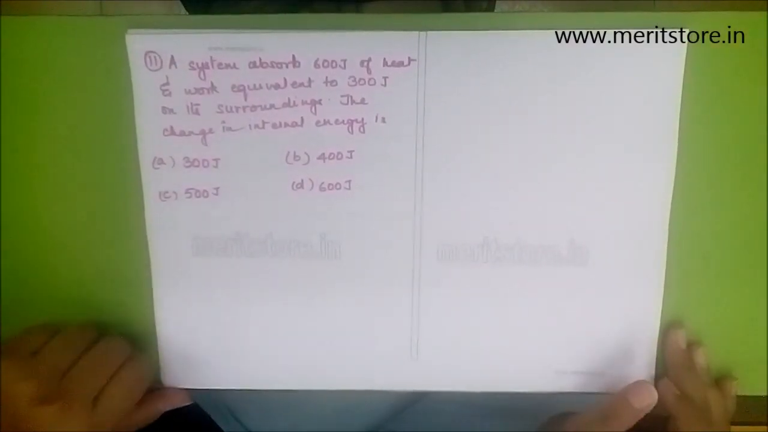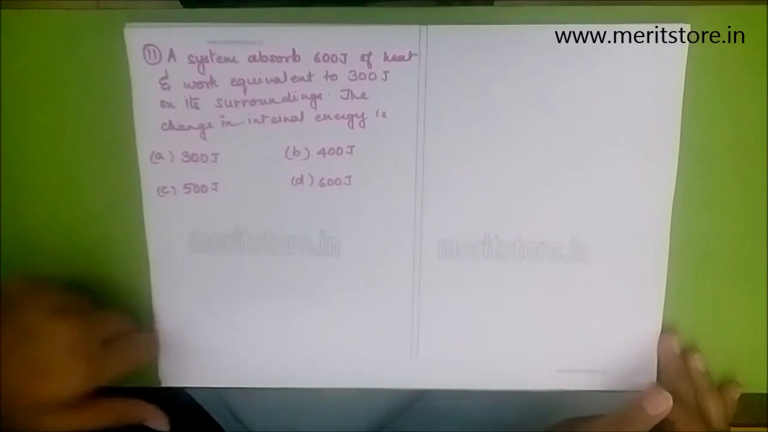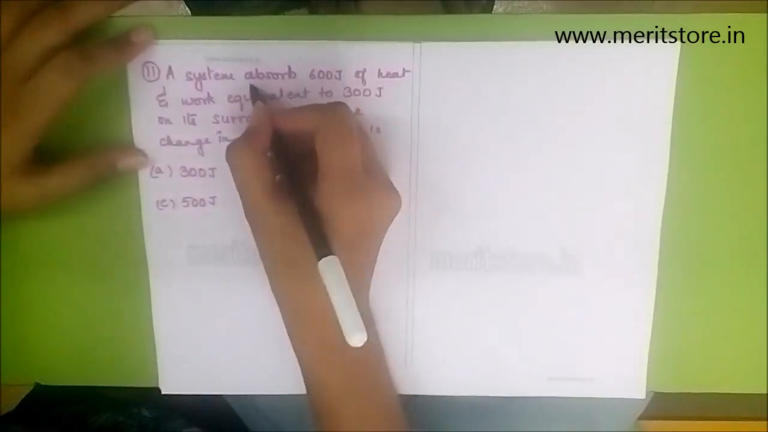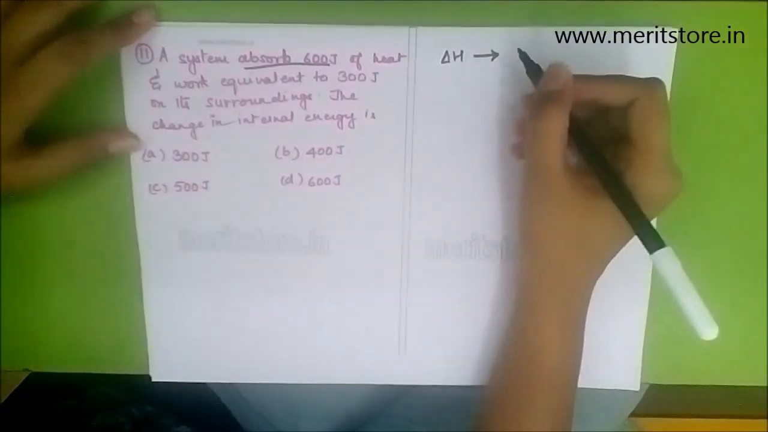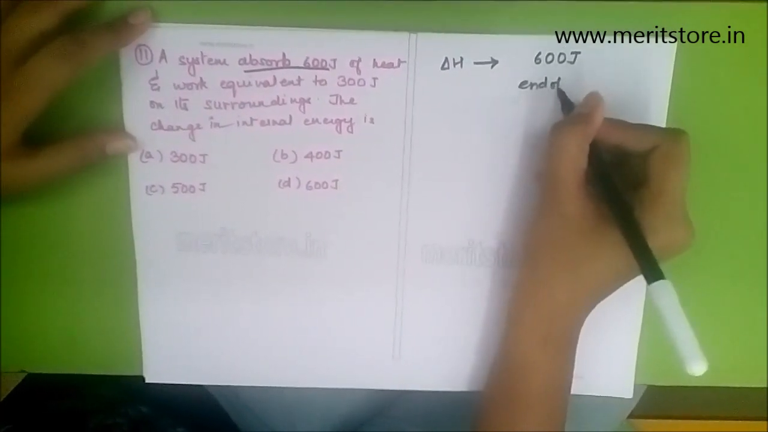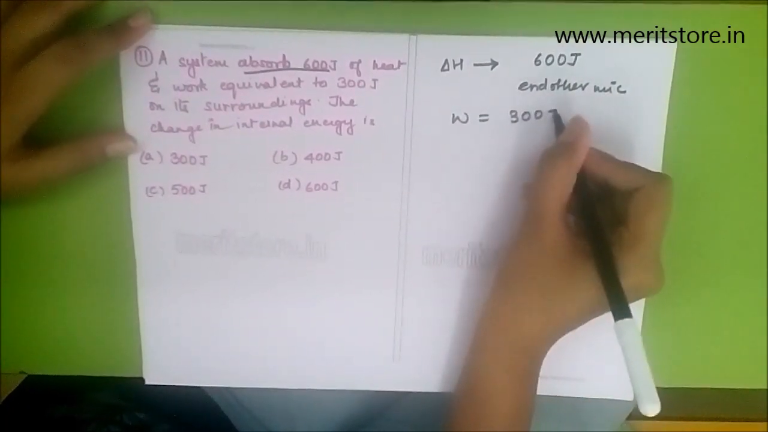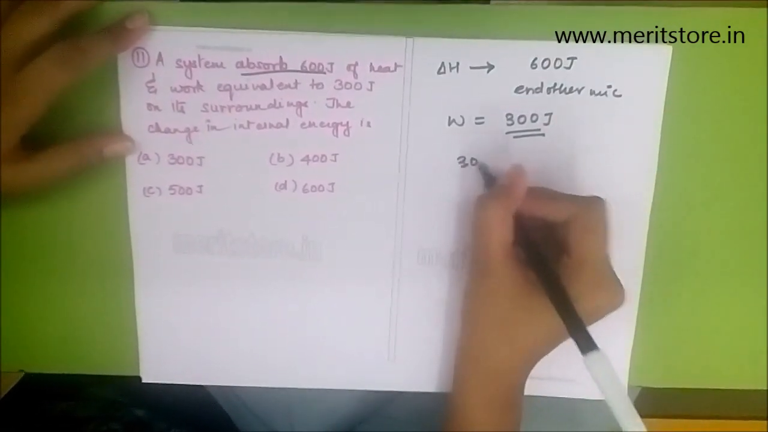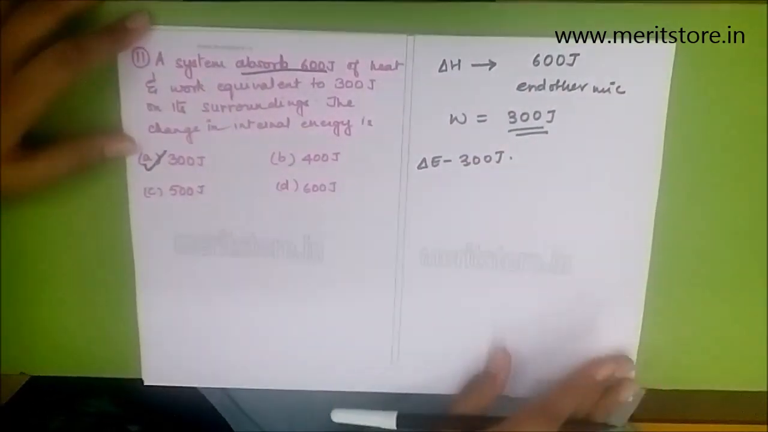A system absorbs 600 joules of heat and does work equivalent to 300 joules on its surroundings. The change in internal energy is 300 joules, 400 joules, 500 joules, or 600 joules. Here the system is absorbing 600 joules, that is, the heat absorbed is 600 joules. It is endothermic. The work done, that is W, is 300 joules. Now here only 300 joules of work is done, so the leftover is 300 joules. Therefore the correct option, that is the change in internal energy, is 300 joules.